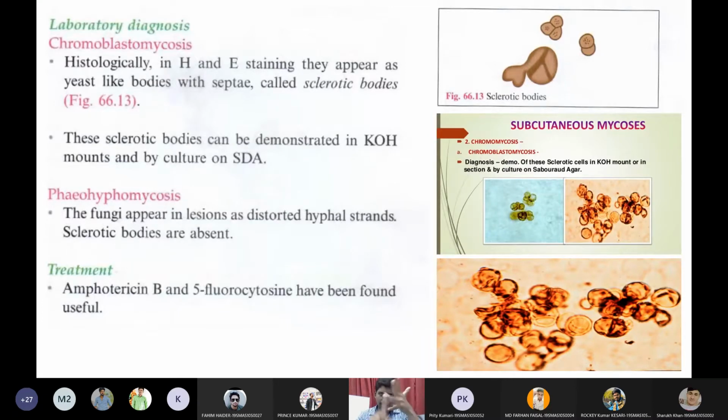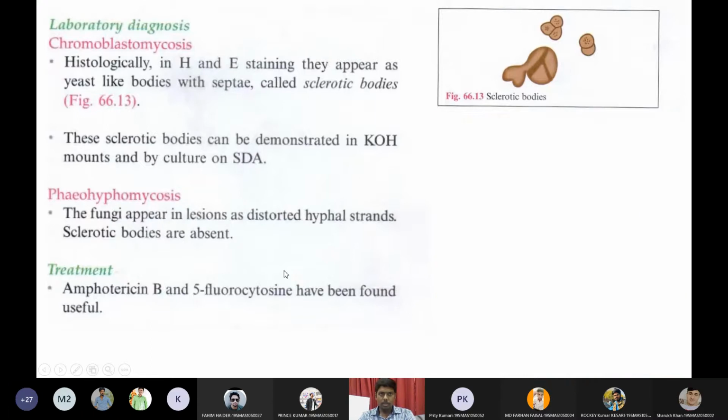Sclerotic bodies will be present. These sclerotic bodies can be identified by KOH, on the SDA agar, or by H&E staining. Then the treatment includes amphotericin B and 5-fluorocytosine. So these are the main points that you need to remember. And the diagram of the sclerotic bodies is very important, so try to practice this diagram. So this is all about chromomycosis.